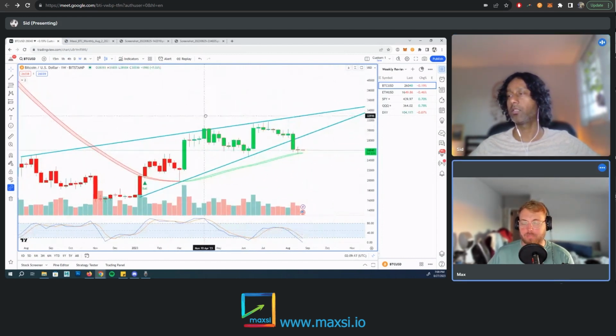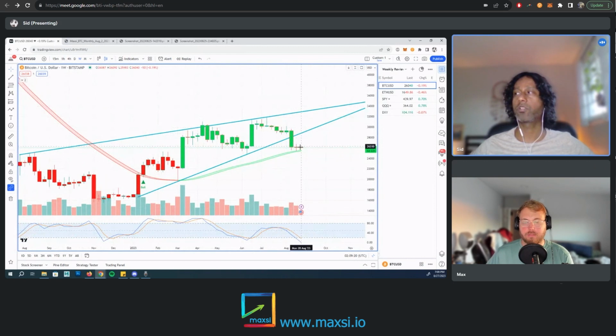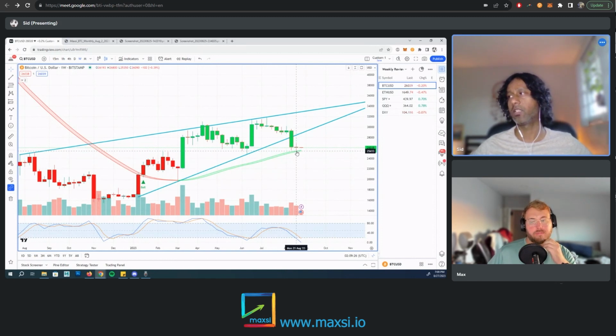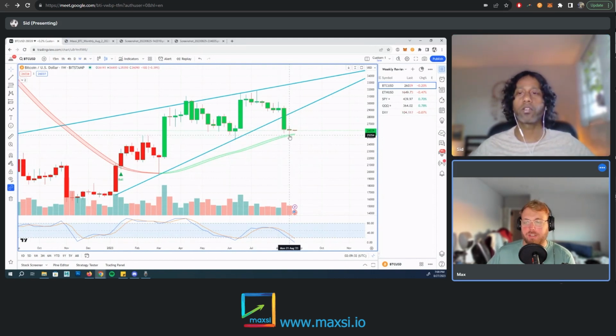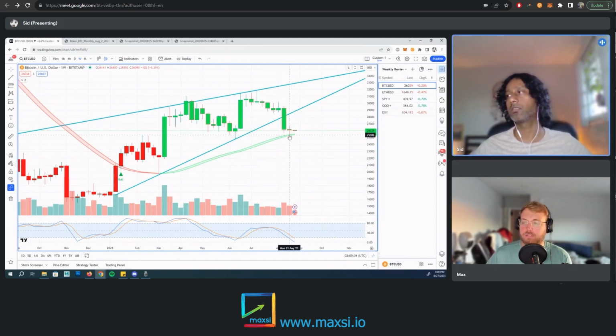We kind of already broke down. And right now, the weekly candle just closed. It closed in a doji, which means it's undecided. It's like a neutral signal. Buyers and sellers could go either way from here.